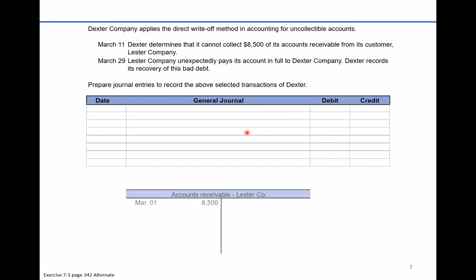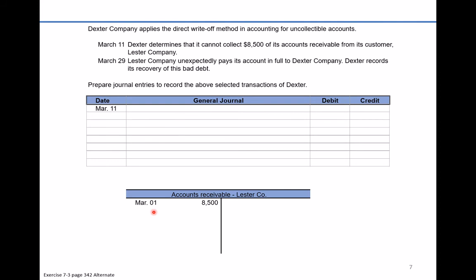So let's begin. First off, that month of March is going to show a carry forward balance, a debit balance that Lester Company owes of $8,500. So that subsidiary ledger right off the bat is going to show the amount that they owe us, and this was from a sale done at some point in the past. They don't tell us when, but we know that this is an amount that the customer, Lester Company, owes us. So let's go to the March the 11th transaction. On March 11th, when we find out that this customer is not going to pay us back, we write it off on that day in this direct write-off method.